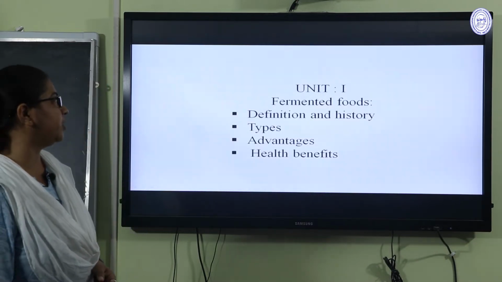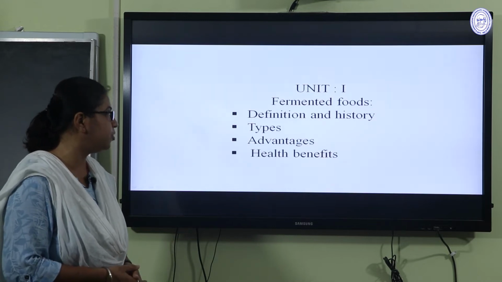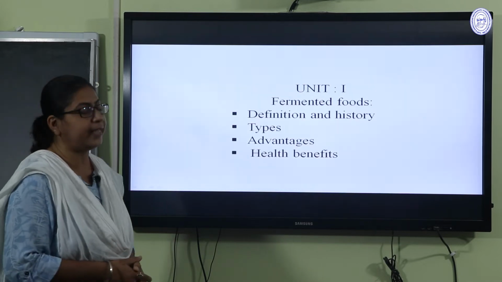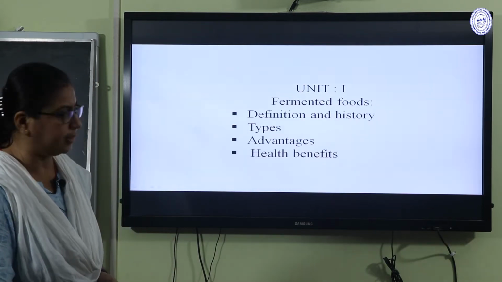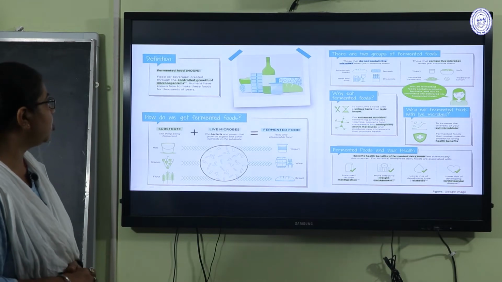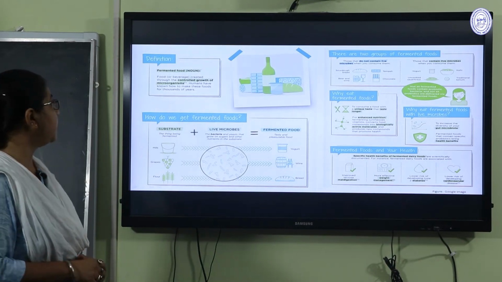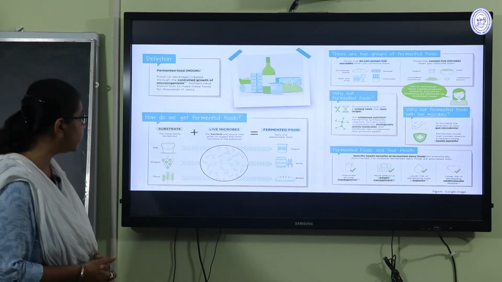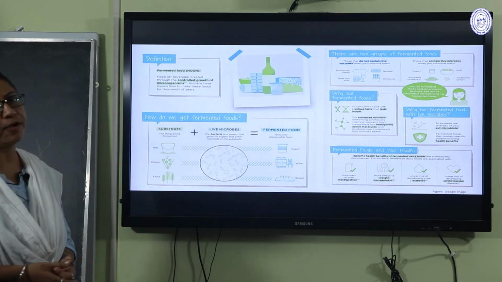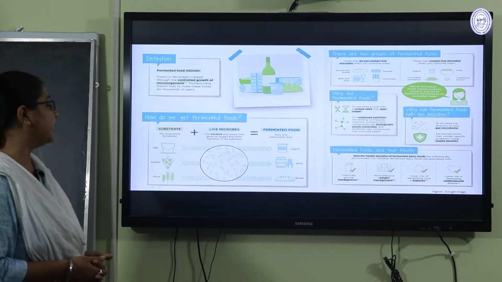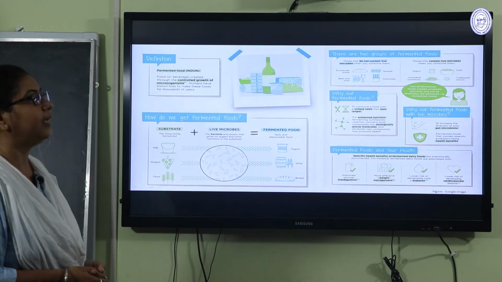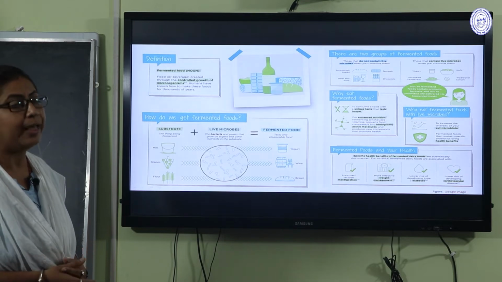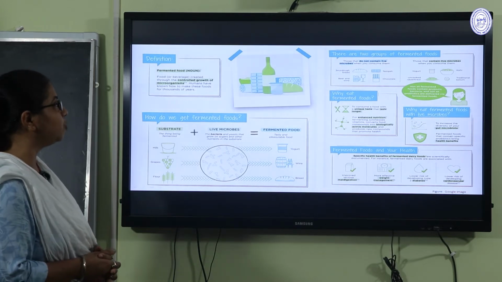So first I will deal with Unit 1, which is fermented foods, where the definition and history of fermented foods, the types, advantages and health benefits will be elaborately discussed. First of all, let us know what is fermented food. Fermented food is none other than food that is created through the controlled growth of microorganisms. And why do we get fermented foods? Because we need some healthy microbial population in our gut, and that will help us on a day-to-day basis in good health status and good health maintenance.